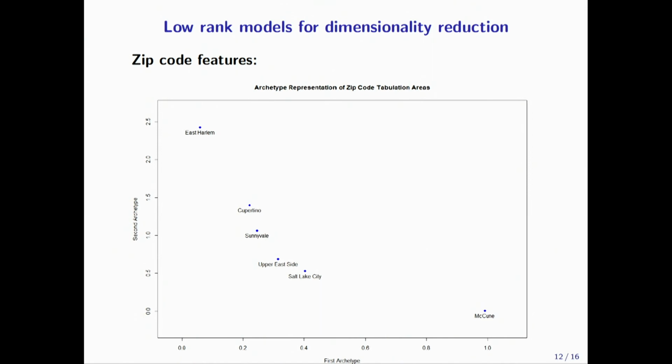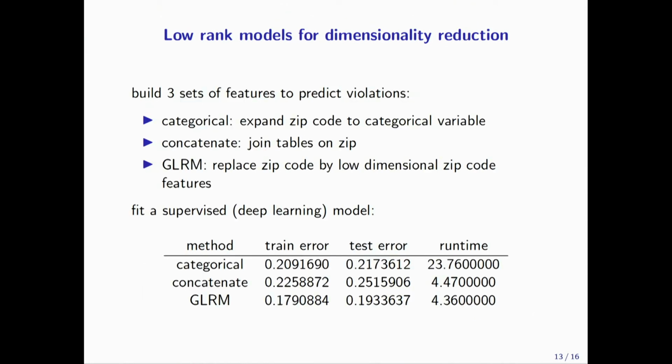Let's see how well it does in our application. So we built 3 different sets of features to use in a supervised learning context to predict labor code violations. One was categorical, so we expanded the zip code to an extremely high-dimensional categorical variable using this one-hot encoding. That added 33,000 dimensions to our problem. Another was to concatenate. So instead of the zip code, we replaced zip code by those 150 columns with demographic features representing zip code. That added 150 features to our model. And the third thing that we tried was to replace zip code by low-dimensional zip code features that we learned using a generalized low-rank model. Here we used rank 10.